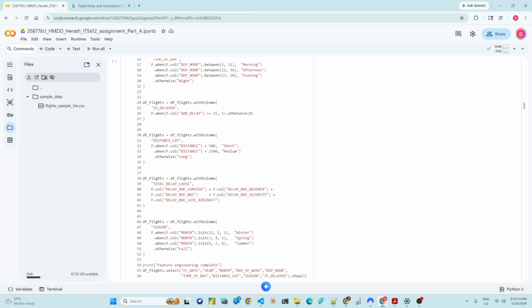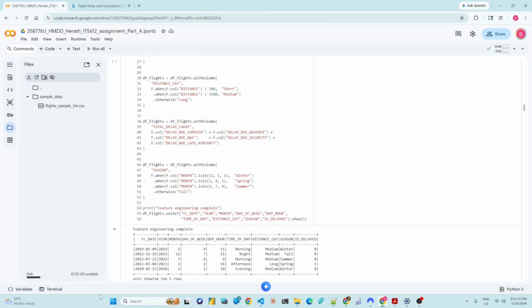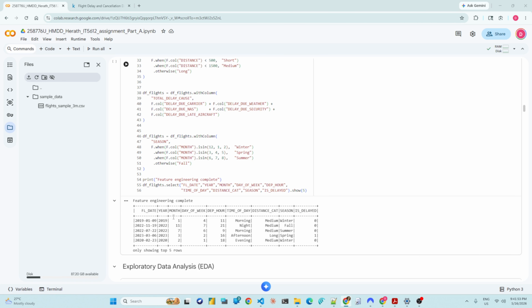Likewise, I created a binary target label called is_delay, where if the arrival delay is 15 minutes or more, it is considered a delay. I took that from the FAA's official definition. I also categorized flights by distance into short, medium, and long, and calculated a total delay cost column by summing all five delay cost columns. The sample output is something like this.